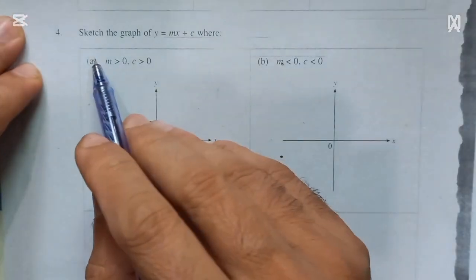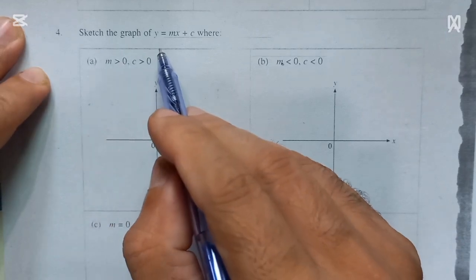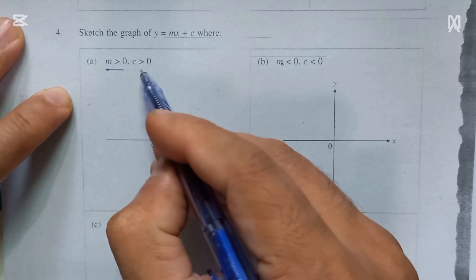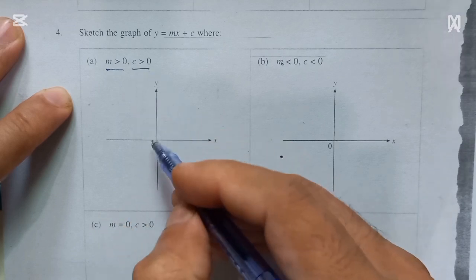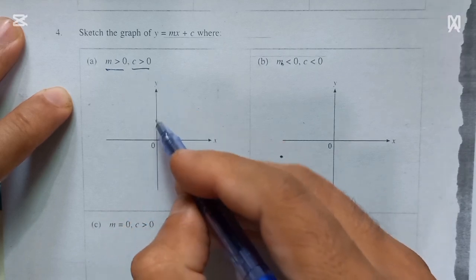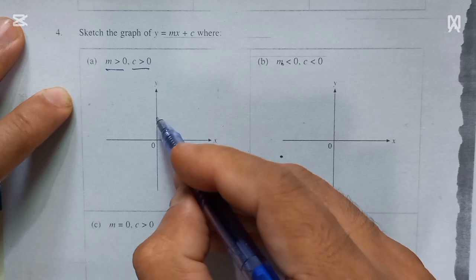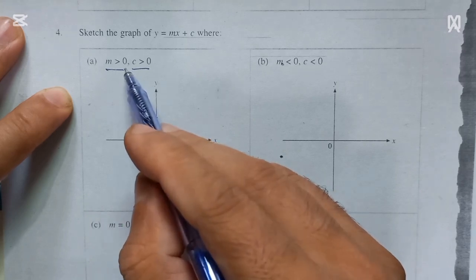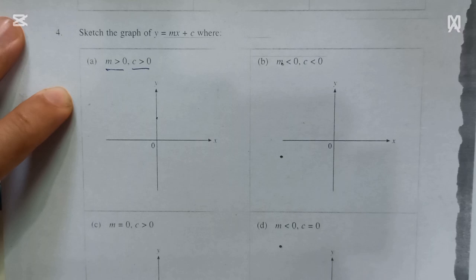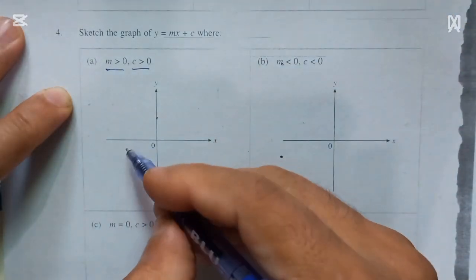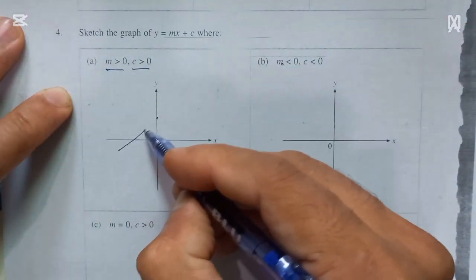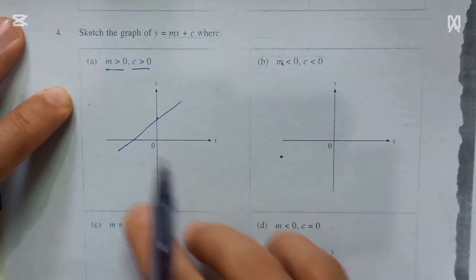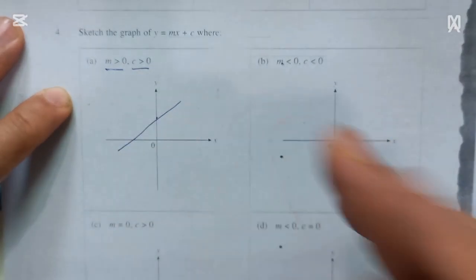The statement of the question is, sketch the graph of y is equal to mx plus c where m is greater than 0 and c is greater than 0. So c is actually the y coordinate. So c is greater than 0. Let's suppose this is the c point, and m greater than 0 stands for the graph will move from left to right upward. So this will be the sketch of the graph. You have to draw the line with the help of a scale.